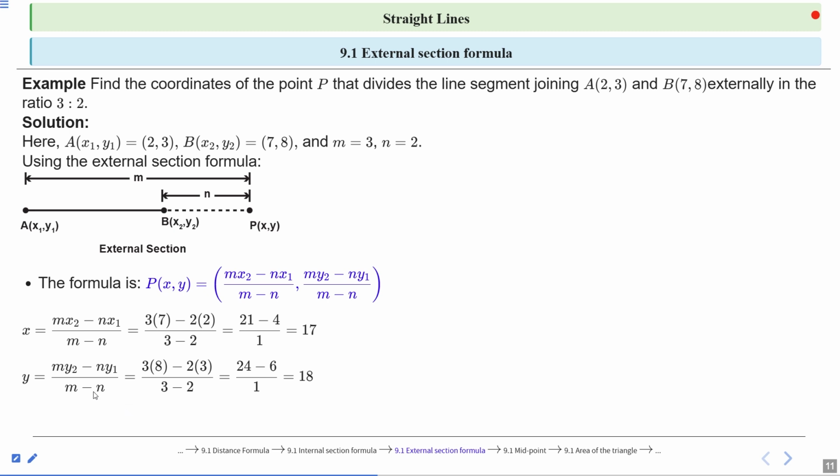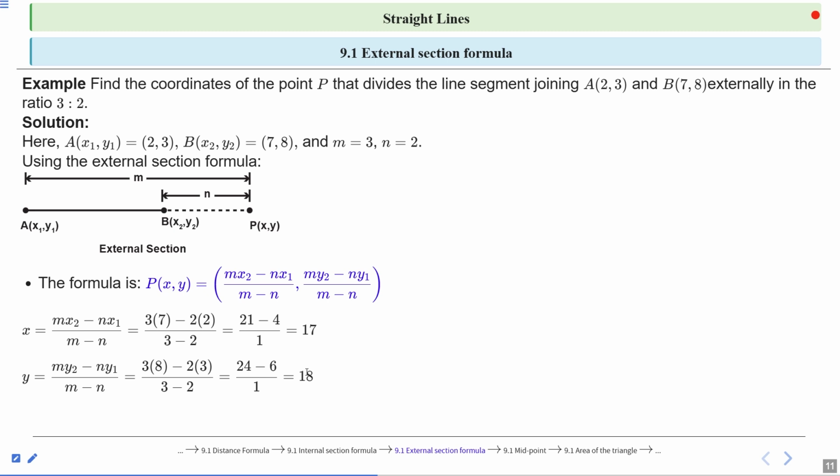Okay, so after substituting the values of y1, y2 and m and n, you will get y equal to 3 times 8 minus 2 times 3 divided by 3 minus 2. And after calculation, you will get the value of y, which is equal to 18. Clear? So x is equal to 17 and y is equal to 18.